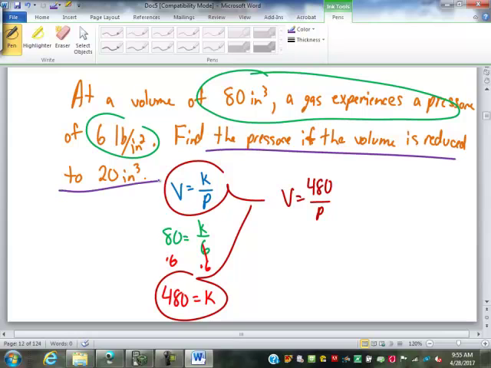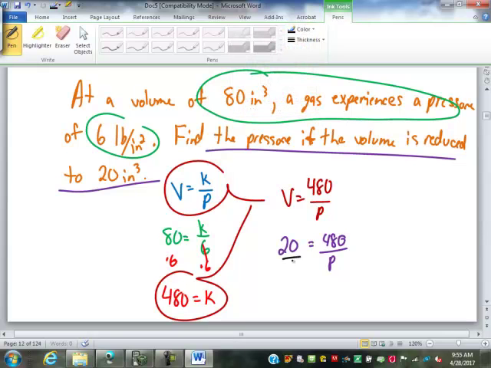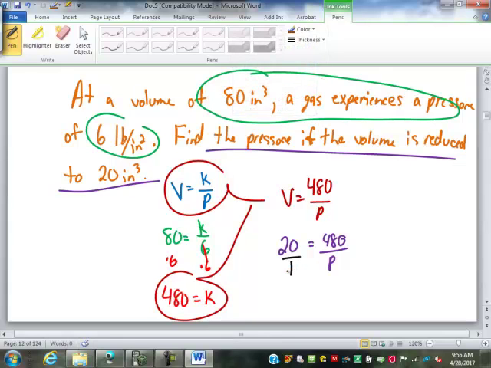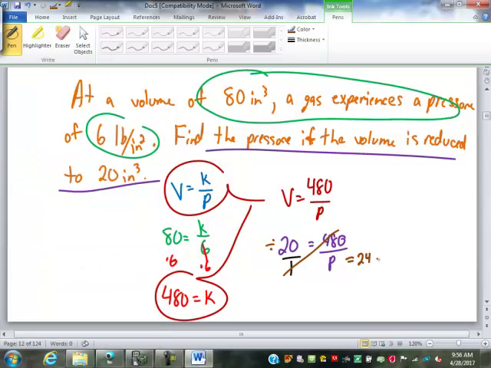Find the pressure if the volume is reduced to 20. So 20 goes in for V. Now in this one, we're solving for the pressure, which was on the bottom of a fraction. The simplest way, the easiest way for me to do that is to make it a proportion. So I put the 20 over 1. And then I solve by cross multiplying. 1 times 480, which is 480, divided by 20. So the pressure is 24 pounds per square inch.